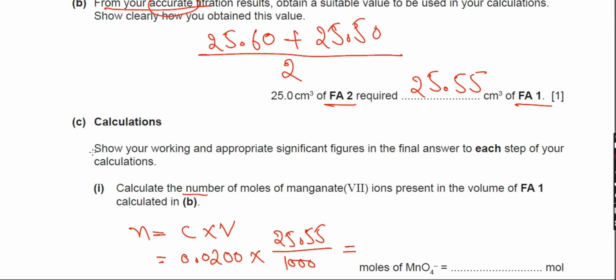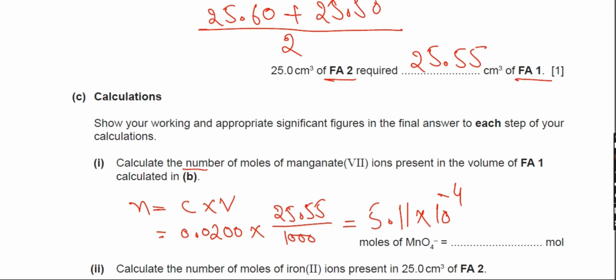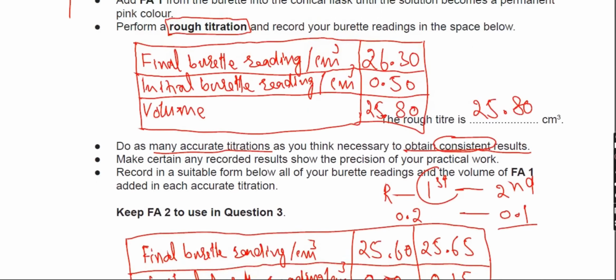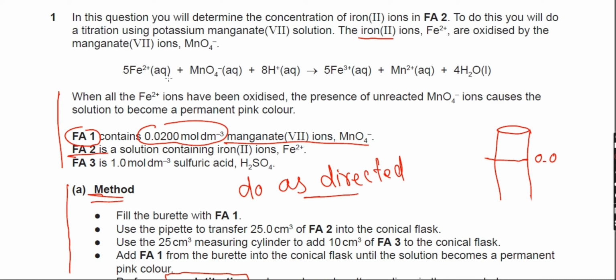Okay, so let me calculate using my calculator. 25.55 divided by 1000 multiplied by 0.0200, so the answer is 5.11 times 10 raised to the power minus 4 mole. Unit is already there. Okay, now from the balanced chemical equation, remember the ratio of the iron ion, which is FA2, and the manganate ion, which is FA1, we calculated just now, is 1:5.